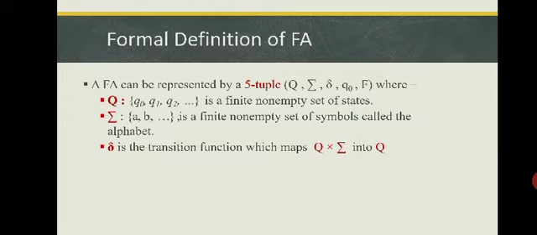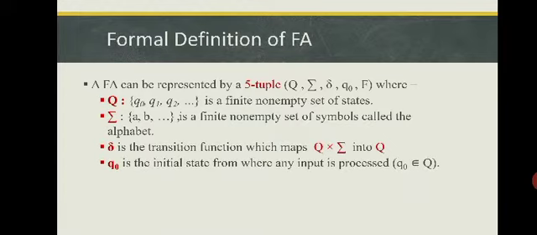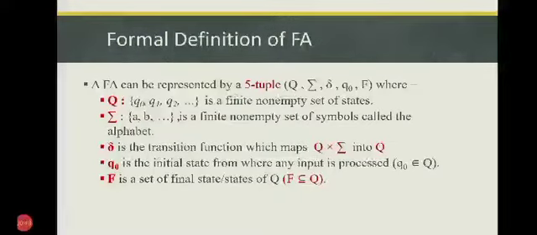Delta is the transition function which maps the current state and current input into the next state. Q0 is the initial state from where any input is processed. Q0 must belong to the finite non-empty set of states represented by capital Q. Then capital F is the set of final states. We may have one or more than one final states in the finite automata, and therefore capital F is a subset of capital Q.